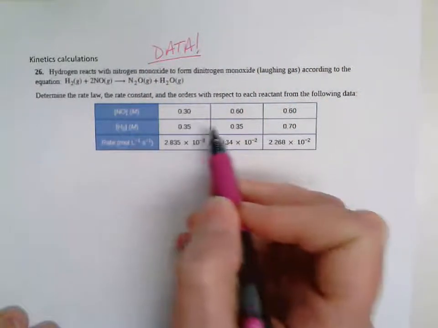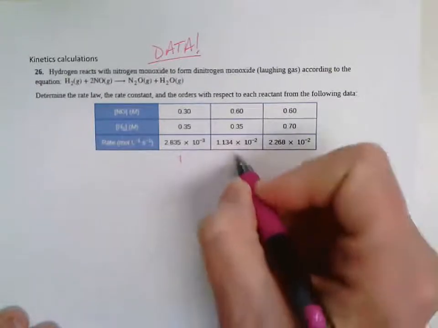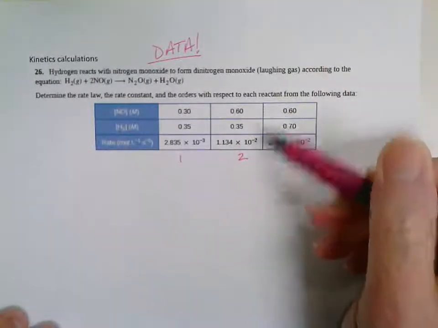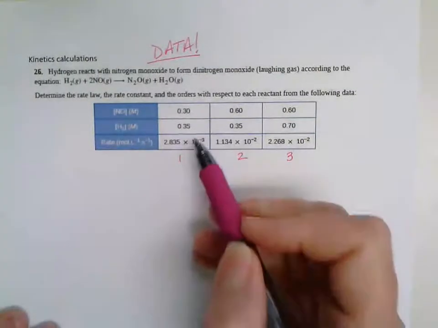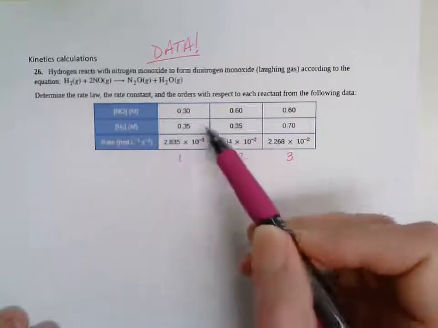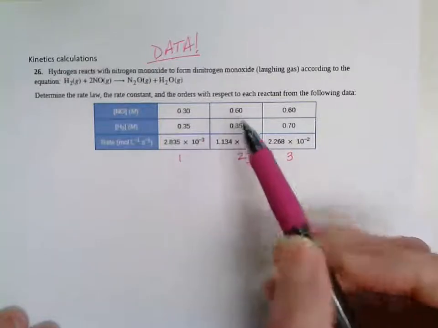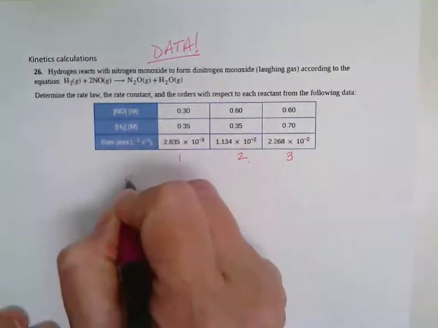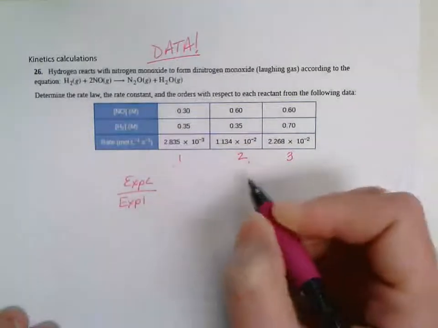And so we're going to have a series of experiments. I'm going to call this experiment 1, experiment 2, and experiment 3. You may see them in columns like this or in rows. So if we look at experiment 1, we have two different reactants. And so we need a set of experiments where one is held constant and the other one doubles. So if I compare experiment 2 to experiment 1, I'm going to take experiment 2 and divide it by experiment 1.